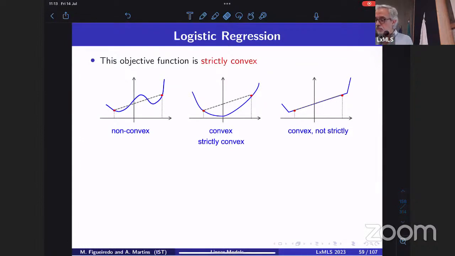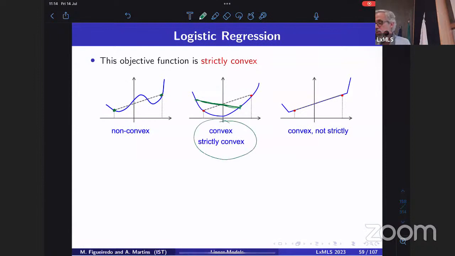If given any two points on the function, if I join those two points by a straight line, this line does not cross the graph of the function, then it's a convex function. If it crosses, it's a non-convex function. It is strictly convex if, in addition to not crossing the graph of the function, it stays strictly above it. It does not touch the graph except at the ends. At the ends, it has to, because it starts there. But in the middle, it does not touch the graph. Then I say it's strictly convex. This function here on the right is convex, but not strictly. It doesn't cross, but it touches the graph of the function.